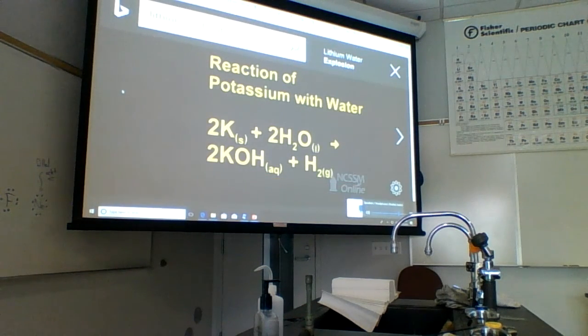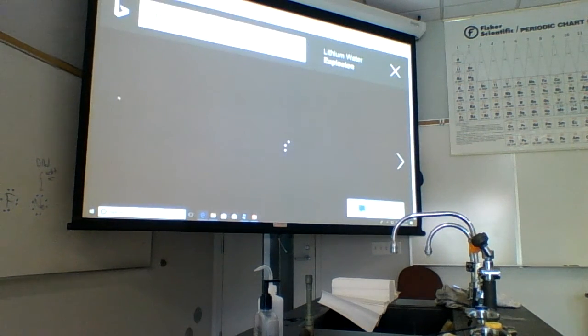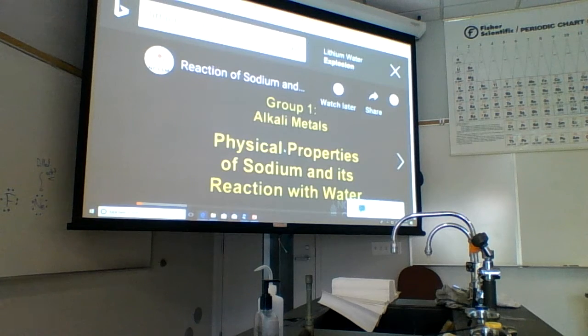Sodium is bigger or smaller? Smaller. Sodium is smaller, so do you expect it to be... now this is very tricky because I just asked you about fluorine and chlorine. So fluorine was smaller, right, than chlorine? Which one's more reactive? Fluorine's more reactive. Sodium is smaller than potassium. Which one's more reactive? Potassium. Why? Why did I just flip-flop?